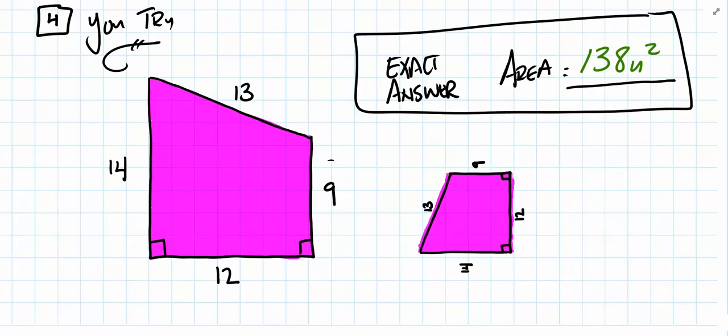It might help sometimes to turn the picture sideways. If you turn the picture sideways, then you have everything that you need. This is your base 1, this is your base 2, and look, there's your height right there. It's actually hidden for you in the picture. You just have to turn it sideways to see it. It's 138 units squared. Nice job.